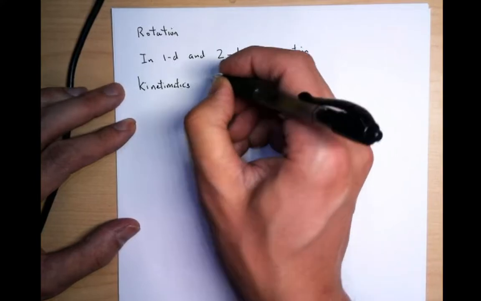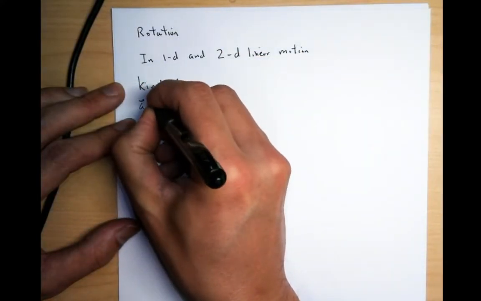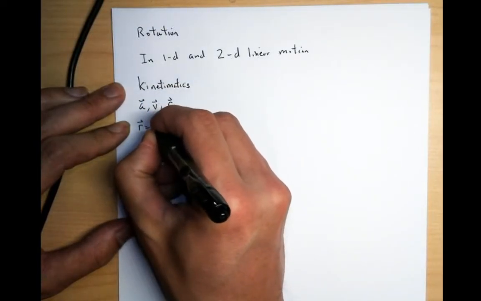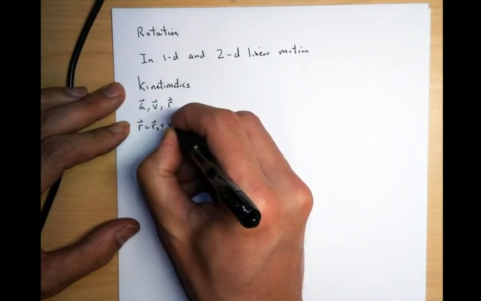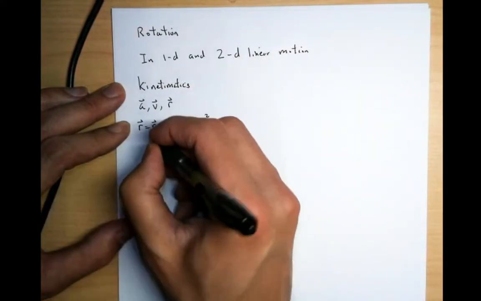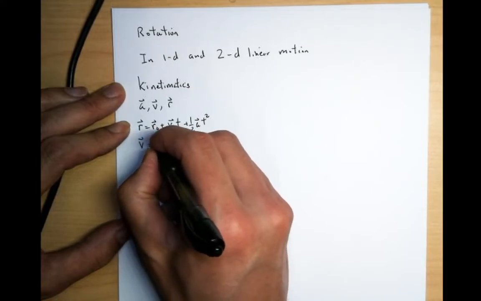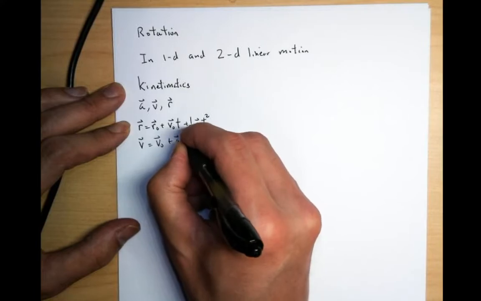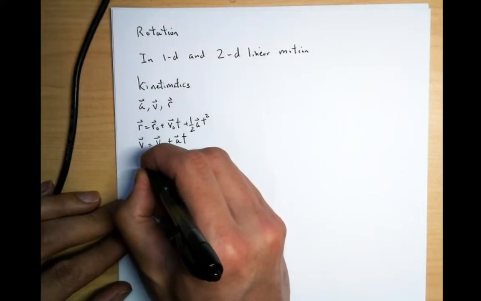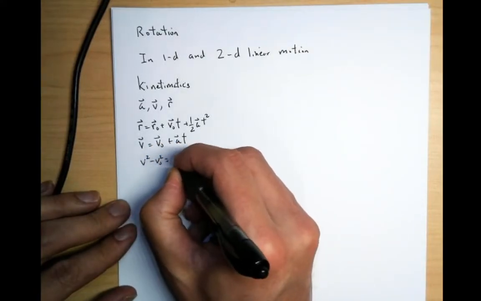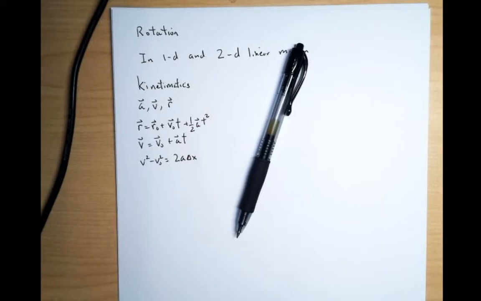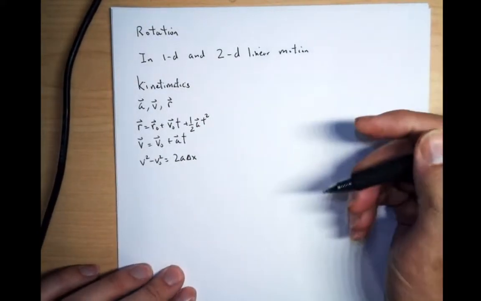Right? And so this is basically stuff like a vector, v, r, and of course we have these equations of motion, r equals r0 plus v0 t plus 1/2 a t squared for constant acceleration. And v is equal to v0 plus a vector times t, right? And of course, we have that simplified version of it, which is useful on occasion: v squared minus v0 squared is equal to 2a delta x. Okay. So, start with kinematics.